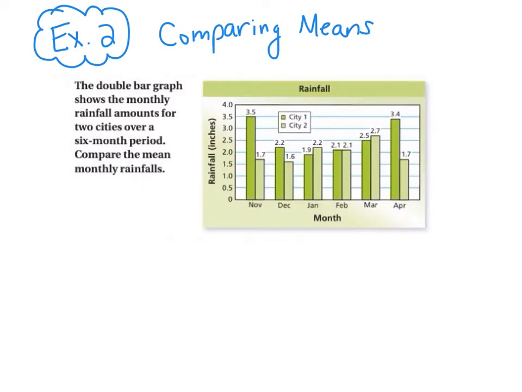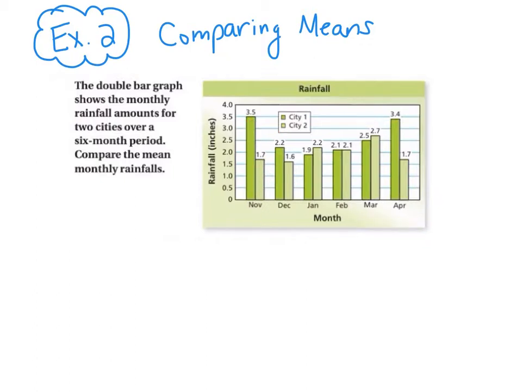Next, we're going to use this information to help us compare means or averages. So the double bar graph shows the monthly rainfall amounts for 2 cities over a 6-month period. They don't really tell us which 2 cities, but you can see by the key here they've got the darker green, that's for city 1, and the lighter green for city 2.